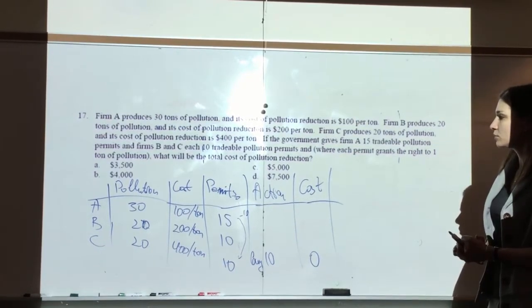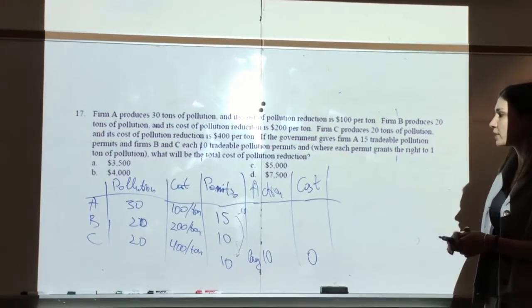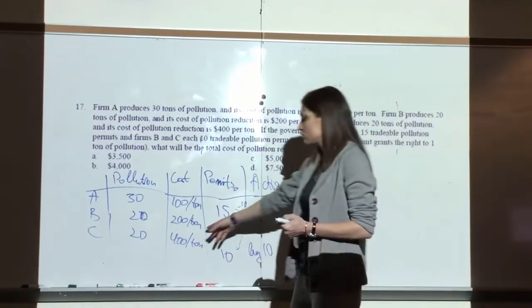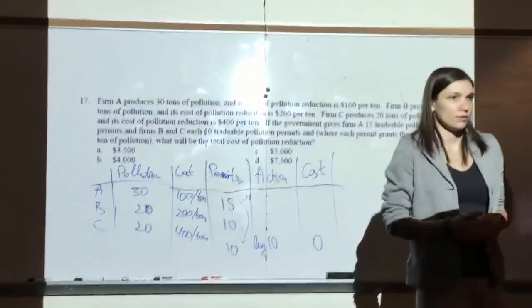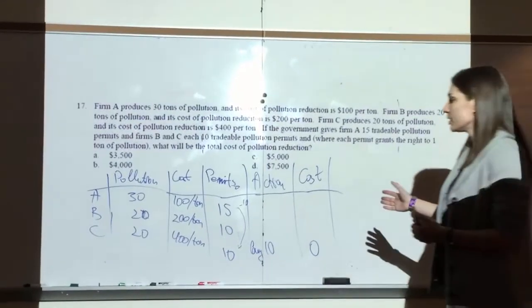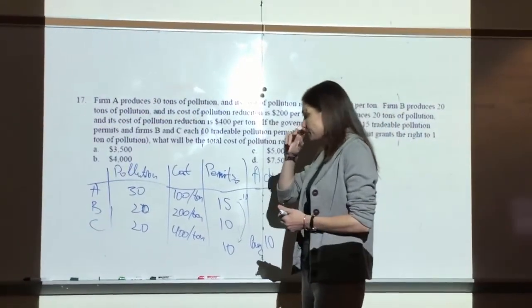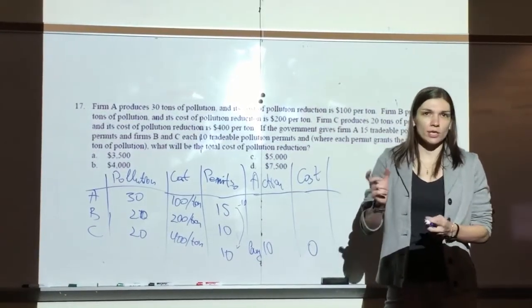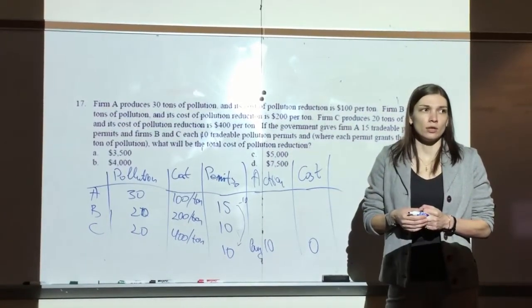Okay, what will B do? B, again, they pollute 20 and they have 10 permits. Their cost is pretty high, it's 200 per ton. So right now, if they don't do anything, they'll need to eliminate 10 units of pollution, right? What else can they do? They can buy 5 permits from A.